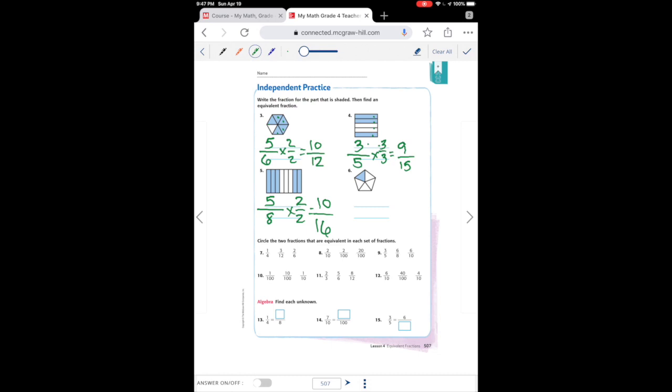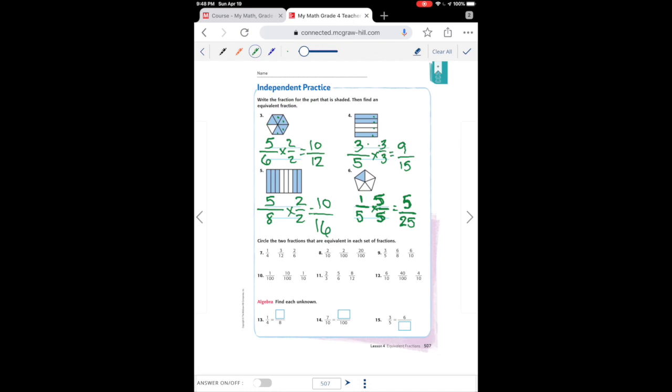Number 6, there's 1 piece colored in, and there are 5 pieces total. I'm going to multiply by 5 because 5 is my denominator, and I know my 5s really well, so I'm able to do this quick. 1 times 5, any number times 1, identity property of multiplication, is the same number. It is 5. And 5 times 5 is 25. So 1/5 and 5/25 are equivalent fractions, same thing.